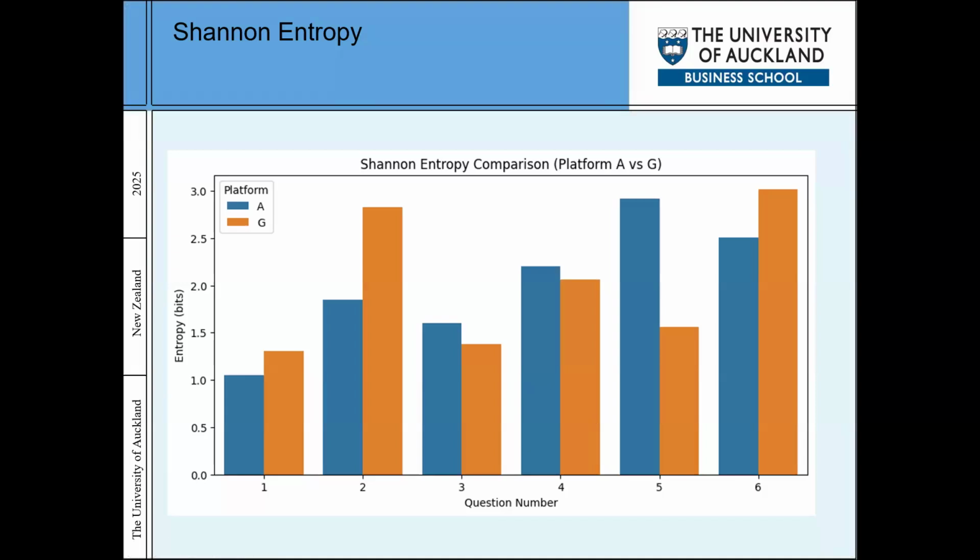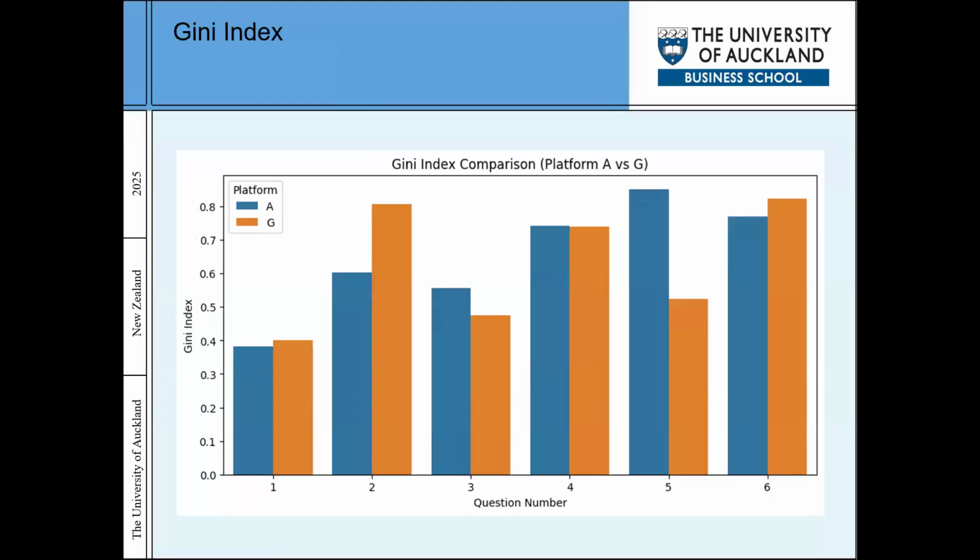What you're seeing here, again, blue is RO and green is Gephi. And for question number 1, 2, RO is better. Again, for question 6, RO is better in terms of entropy. And if we calculate the Gini index, similar results. Question number 1, 2, 6, RO is better, and 3, 4, 5, almost. In the case of 4, it is equal. So both platforms are giving the same.